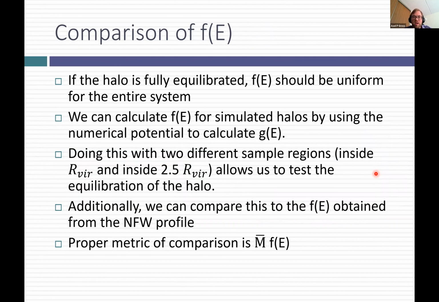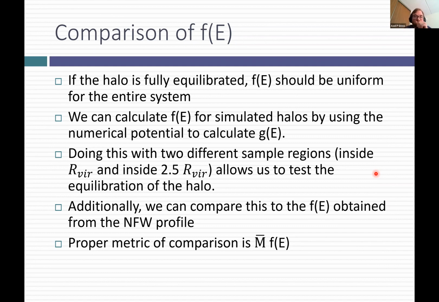So then you can move on and try to compare the distribution functions themselves directly. If the halo is fully equilibrated, you should have a uniform distribution function. It should apply to the whole halo. We can calculate the distribution function from this halo by using the numerical potential. As I said, it's difficult to directly calculate the distribution function, but we can take the counts of the particles, N of E, and then use the numerical potential to calculate the density of states, and infer what F of E, the distribution function, should be.